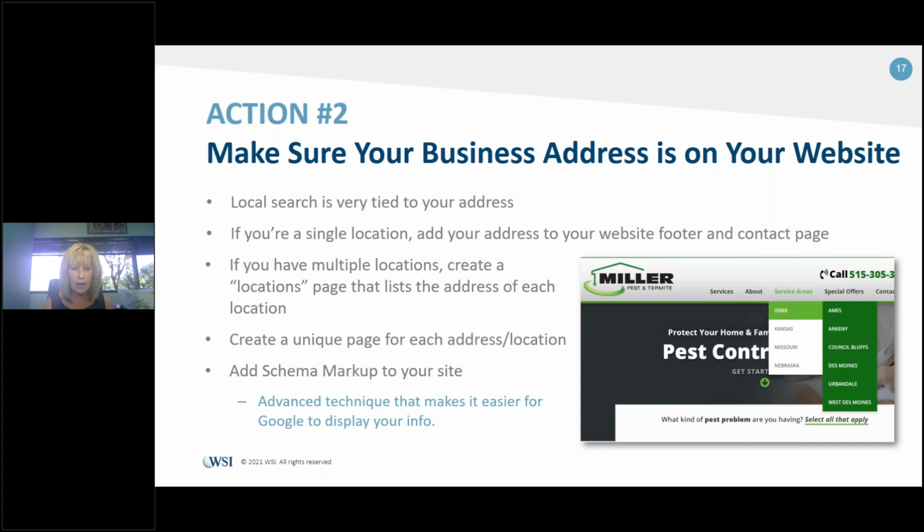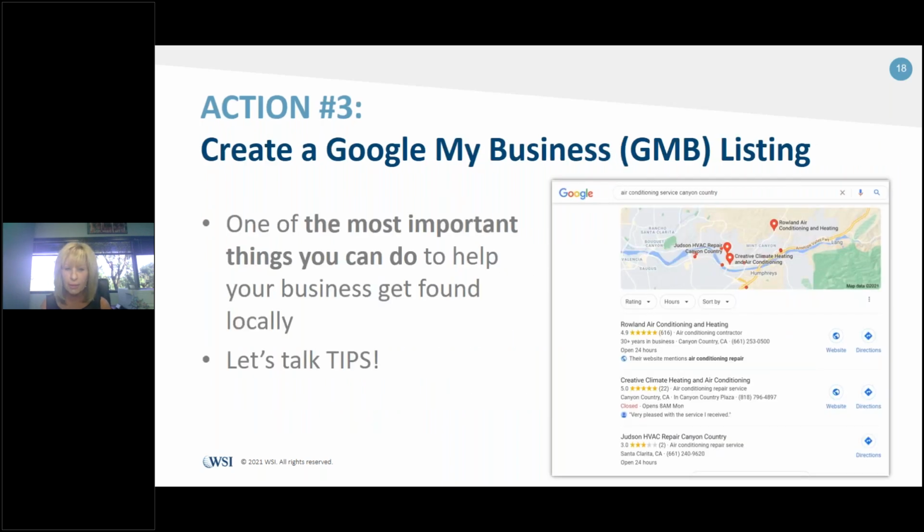There's a more advanced tip I'll give you. It's called schema markup. I'm not going to go into tech talk right now, but it's an advanced technique that makes it easier for Google to find your physical address, your location, when someone's doing a search. It makes your search results stand out more. In fact, there's schema markup for all kinds of really helpful things that you could be found for on the first page of Google. So I would ask your person who handles your website about adding schema markup. They probably will know what it is, and it's really easy to do, and it will help your business. So that's action number 2, making sure that your physical address is on your site.